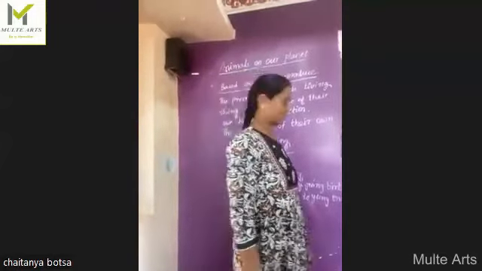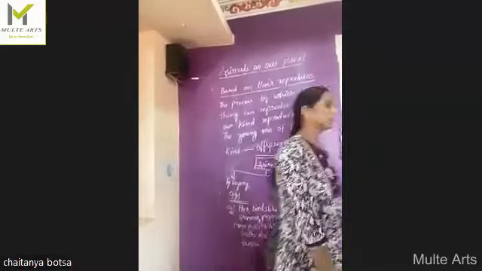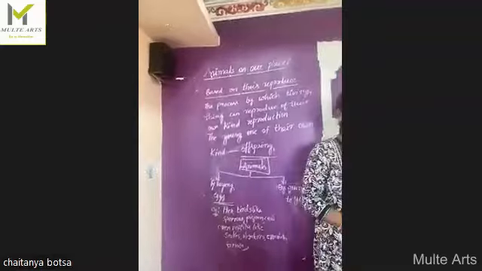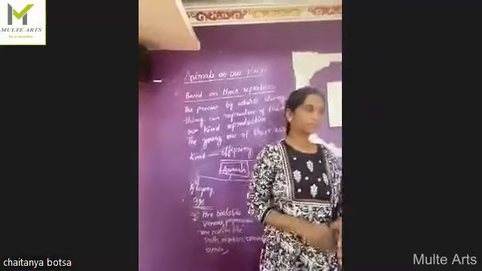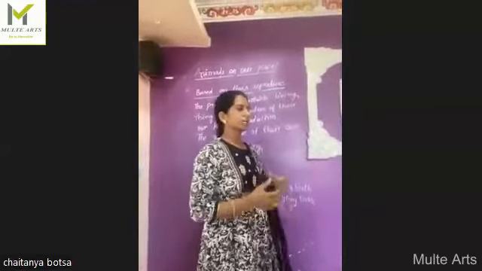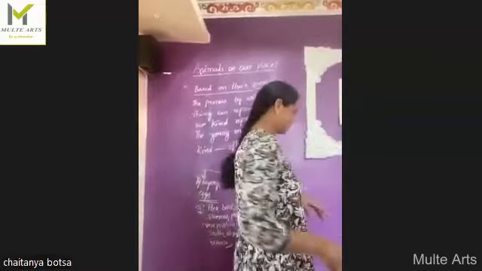And next we go through animals that give birth to their young ones. So what is giving birth to the young ones? The animals which give birth to their young ones and produce milk to feed them, these type of animals we call mammals.